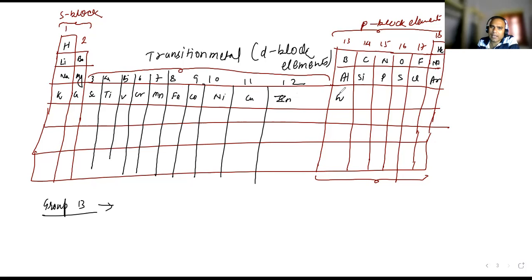Here is gallium. This is going to be germanium. Here is arsenic, this is selenium. This is bromine, and that is krypton. Only up to 36 you need to memorize. Other elements you need not memorize.